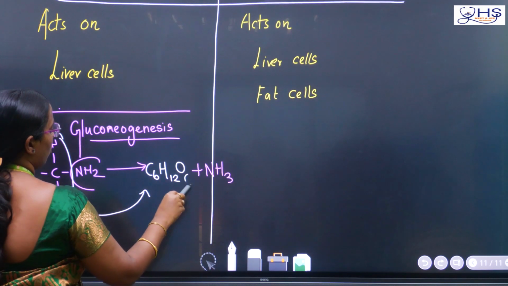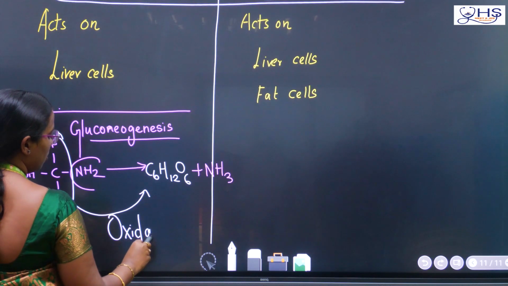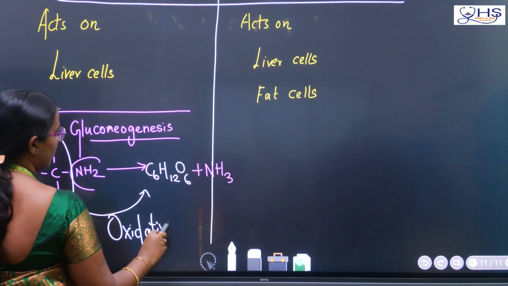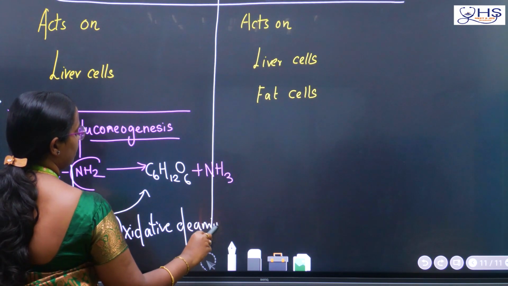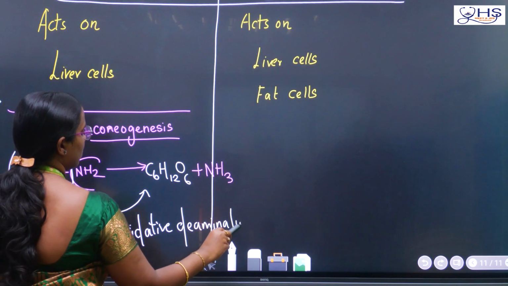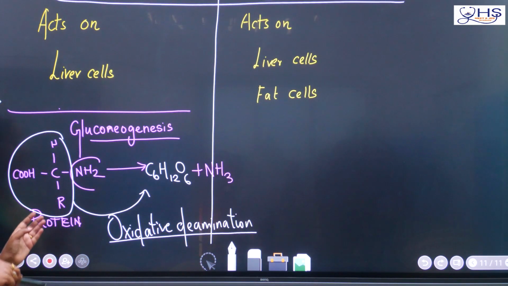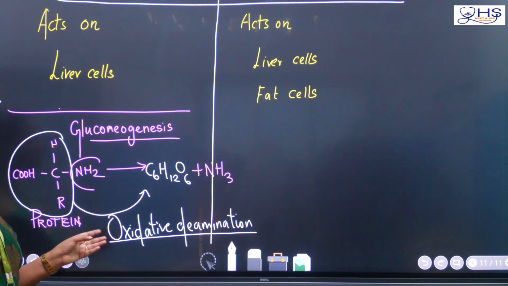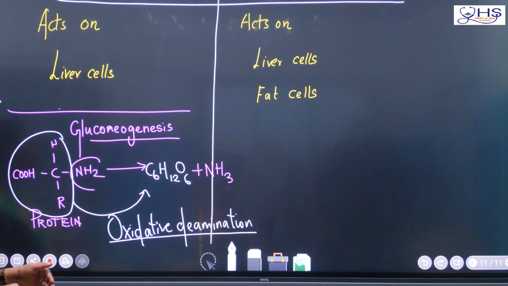Okay. This is called oxidative deamination. This is an example for gluconeogenesis. So, in the beginning we said that this hormone will increase the glucose level.